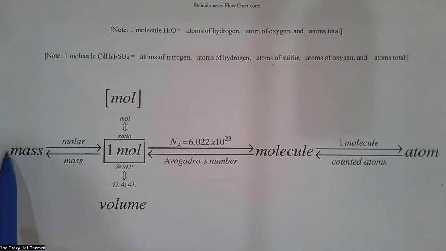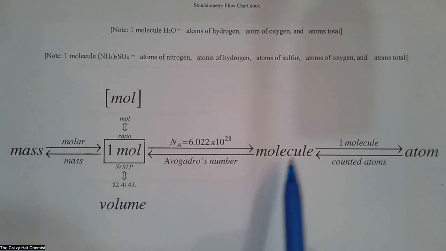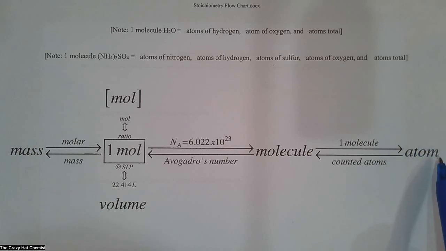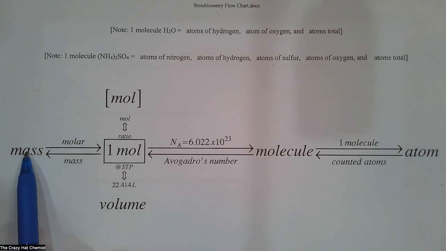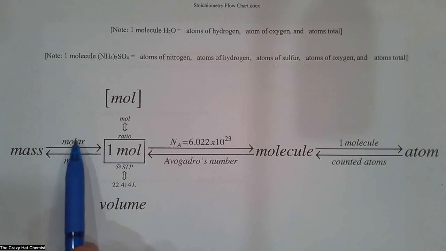On the far left-hand side, we have mass. That would be in grams. We have right here 1 mole. And then right here, we have molecules. And right here on the far right-hand side, we have atoms. To go from mass to moles, we're going to be using the molar mass. The molar mass is calculated using a periodic table.